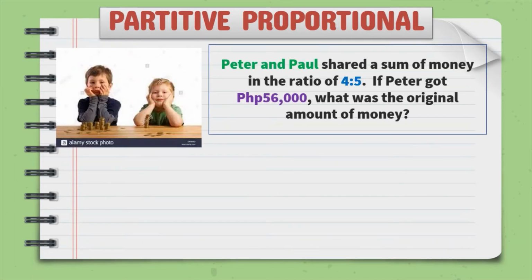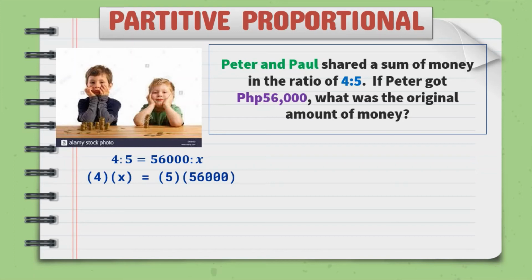Another example, Peter and Paul shared a sum of money in the ratio of 4:5. So the total is 9. 4 plus 5 is 9. If Peter got 56,000, what was the original amount of money? So 4:5 is equal to 56,000 is to X. So X will be the part of Paul.